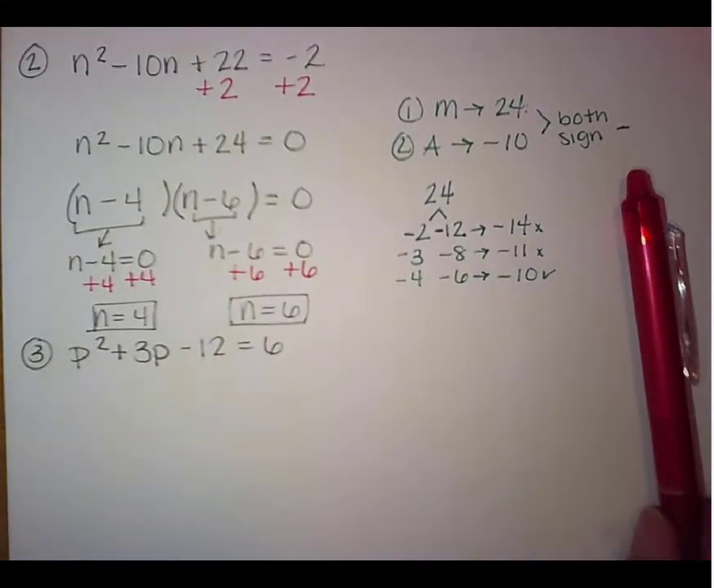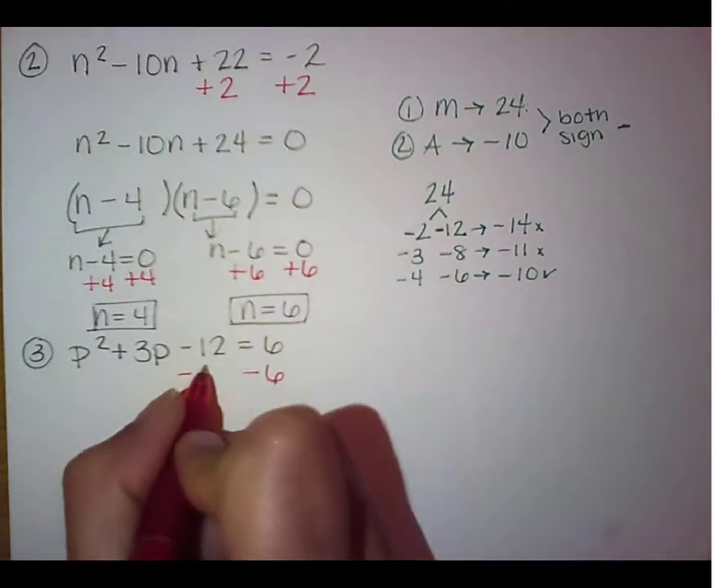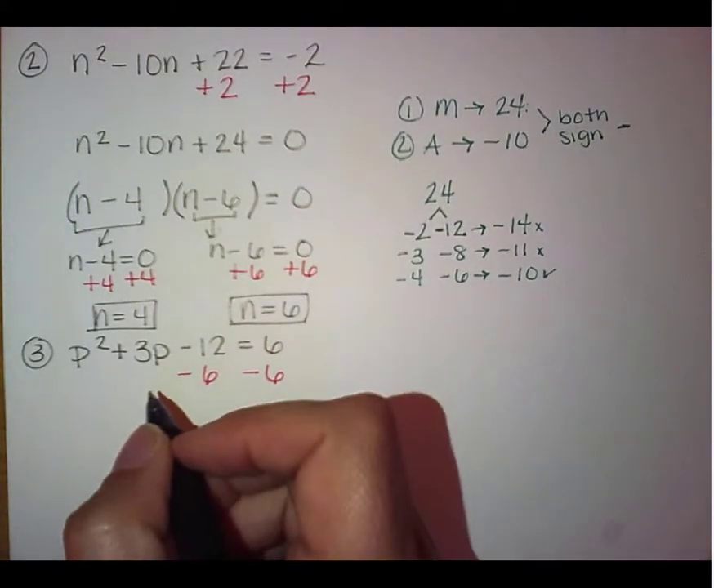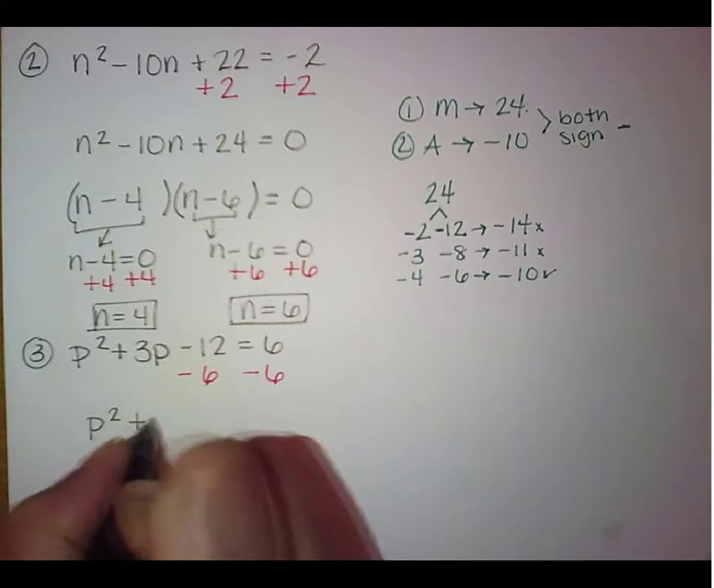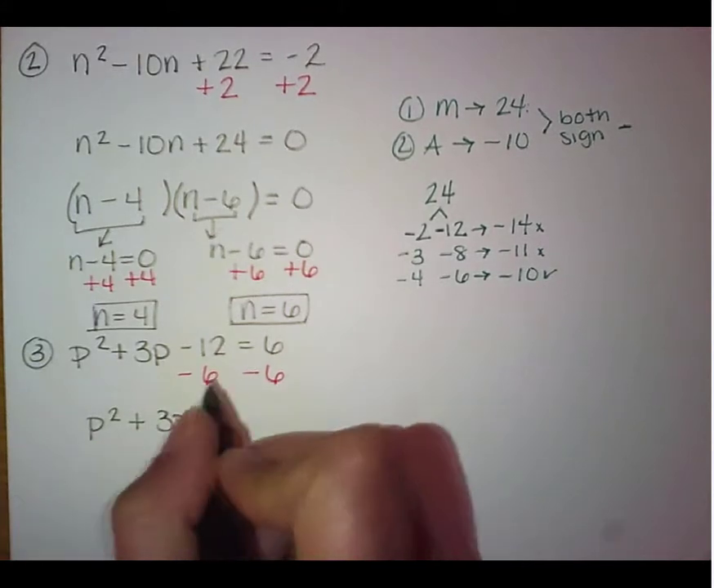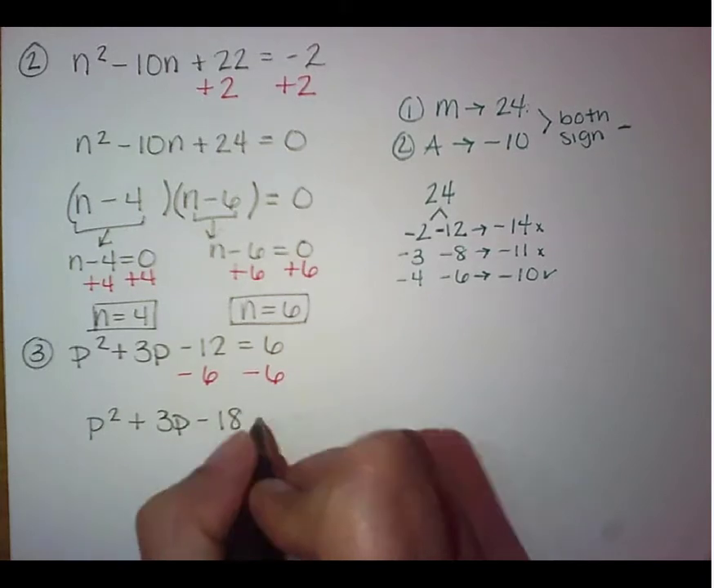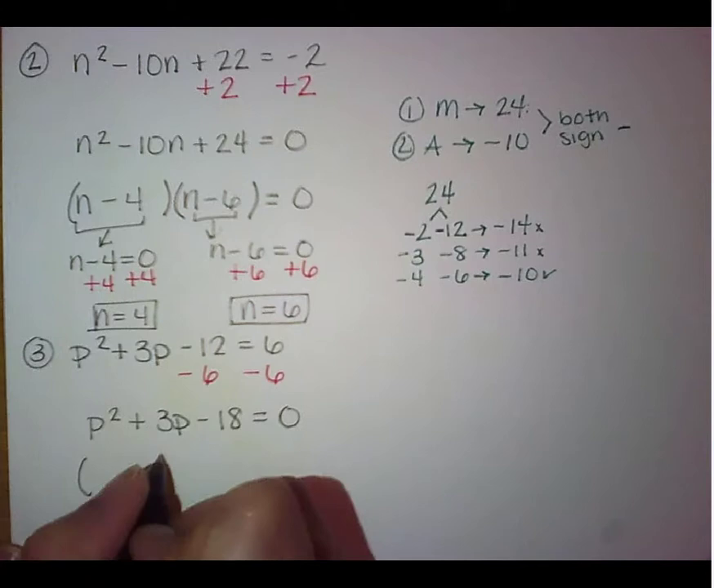All right, so let's try this last one. Again, we're not equal to 0 starting off, so the first thing we need to do is subtract that 6 from both sides. Be real careful with your signs on this one. So it's going to be p squared plus 3p, and then these are both negative, so I'm going to add them together to get negative 18, equal to 0.